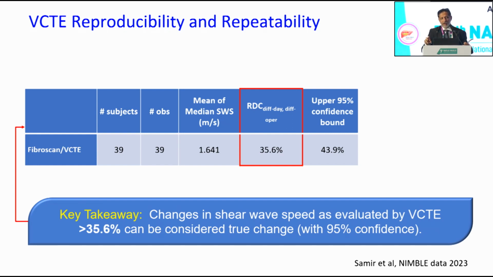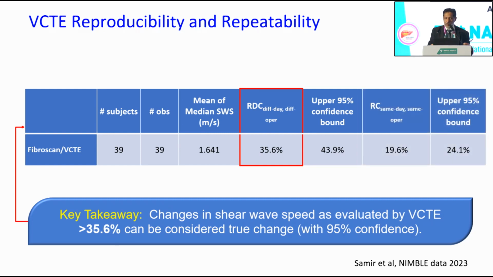So what we find over here, and this is called the Obuchowski index, or the different day, different operator coefficient of variation, is 35%. What that means is that if you get a liver stiffness of 10, truth lies somewhere between 7 and 13. Because if he came after me or you came after me, you might be somewhere in that range. So different day, different operator coefficient, 35%. And then, of course, same day, same operator, it is a little bit lower, around 20%.